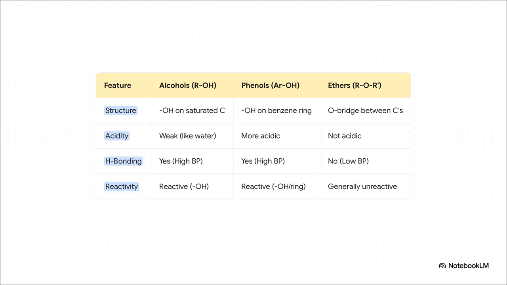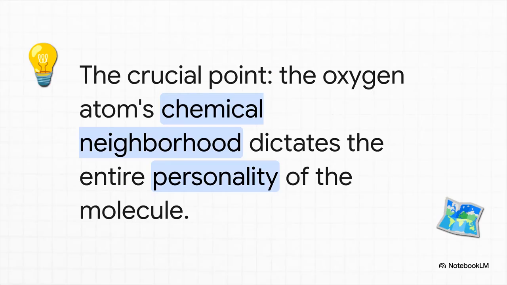Look, because alcohols and phenols have that negative OH group, they can hydrogen bond, which gives them high boiling points. Ethers can't, so their boiling points are low. Same story for reactivity. That exposed negative OH group is a reactive hotspot. Ethers tuck their oxygen away in a bridge, making them stable and pretty unreactive. It all connects. So, what's the big takeaway from all of this?